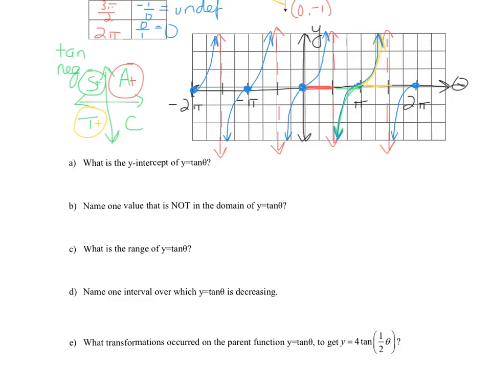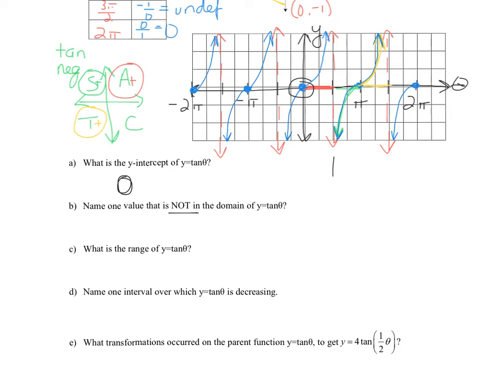So I do want to note that there are other points we can find on these tangent cosecant graphs. Like any of these graphs, we could do pi over 4, really any value. We're just using these basic values to get the shape of the graph. So our first question is, what is the y-intercept of tangent theta? So we can tell that that's 0. Name one value that is not in the domain of tangent theta. So what's one value I can't use?